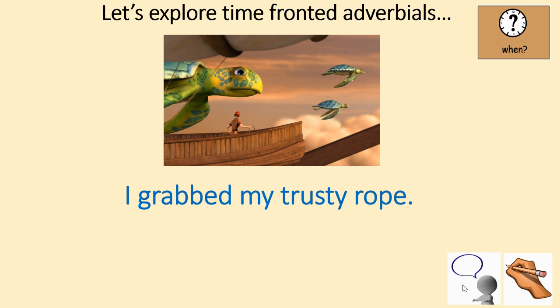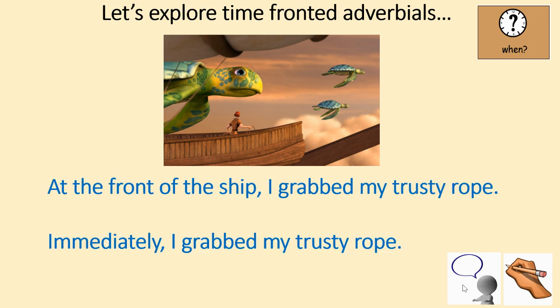Okay, great, you're back. And when did you put down that the explorer grabbed his trusty rope? Let's have a look at my two sentences. One of these sentences is correct, and the other one has got a fronted adverbial, but not a time-fronted adverbial. Okay, so let's just identify the fronted adverbials first. They're there at the front of the sentence. I've got the comma there to separate them from the main clause. Which one of them tells us when? Let's read sentence number 1. At the front of the ship, I grabbed my trusty rope. And sentence 2. Immediately, I grabbed my trusty rope. Which one tells us when?